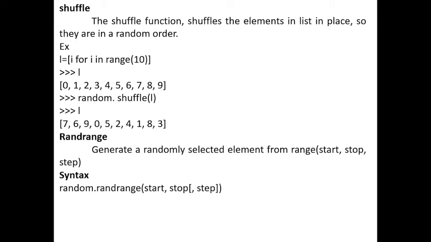Then the syntax is random.randrange(start, stop, step). For i in range(3): print(random.randrange(0, 100, 5)).